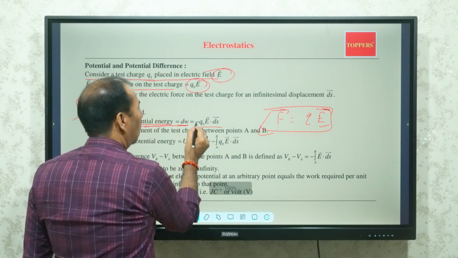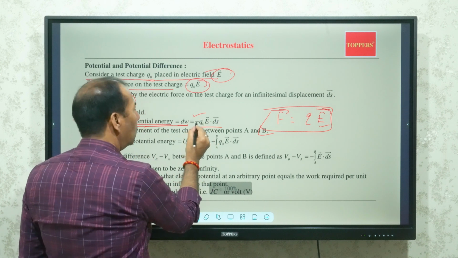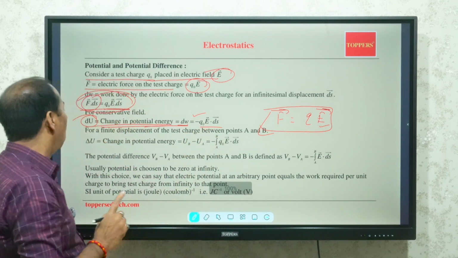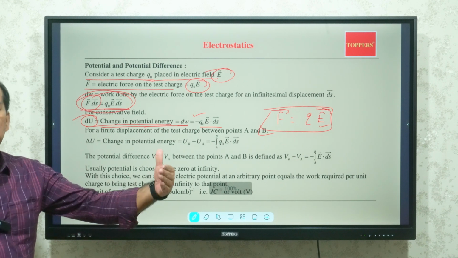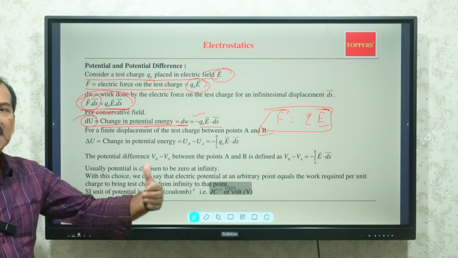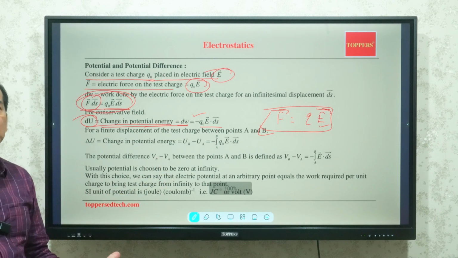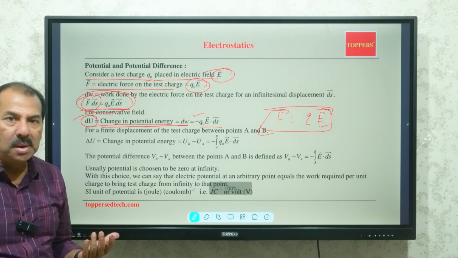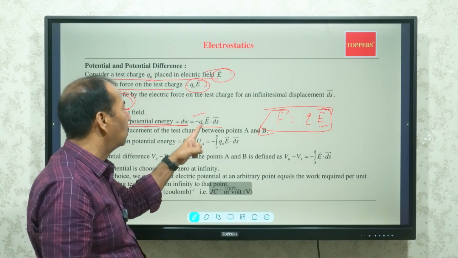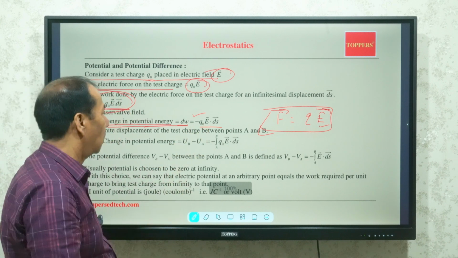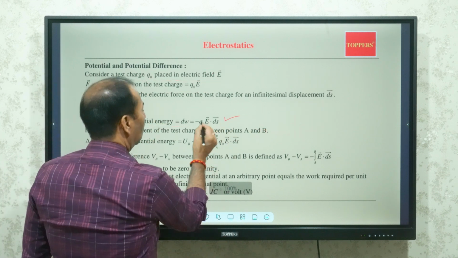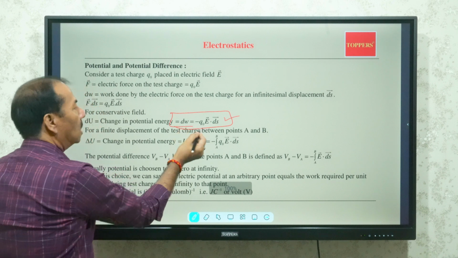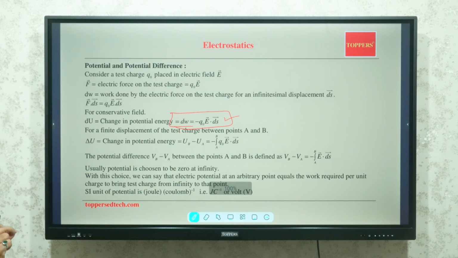Now you can see this minus sign here, minus of Q naught E dot ds. That minus sign is only because we will be moving against the field. When we are moving against the field or against the electric lines of force, the work done will be negative, and that's why it is minus of Q naught E dot ds. So here dU or dW will be equal to minus of Q naught E dot ds.